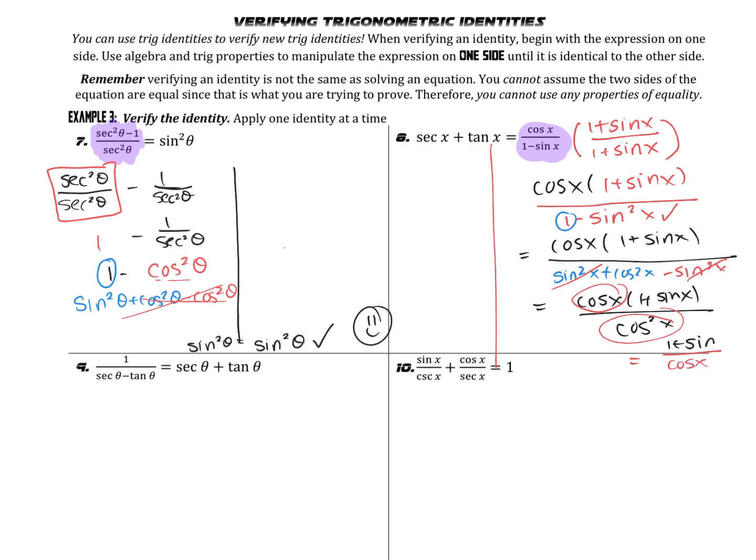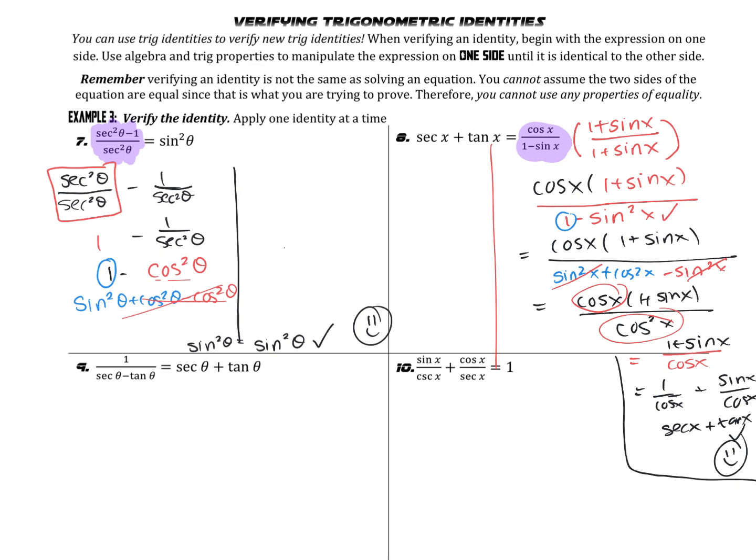And in the numerator, I have 1 plus sine of x. Now I can split the fraction: 1 over cosine plus sine over cosine. And 1 over cosine is secant, and sine over cosine is tangent, and that's where we were supposed to get on this verifying problem.